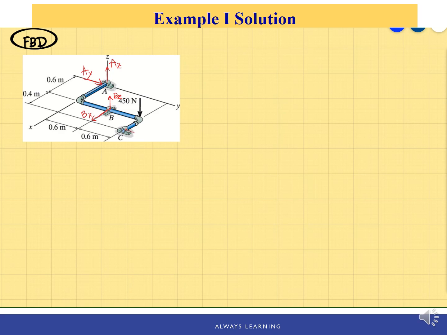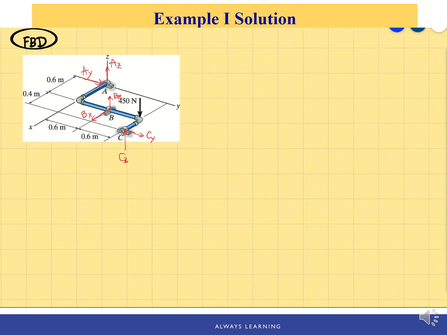And same idea for point C. It cannot move in the Y direction, so there is a CY, and it cannot move in the Z direction. So I'm going to draw it here, which is CZ.